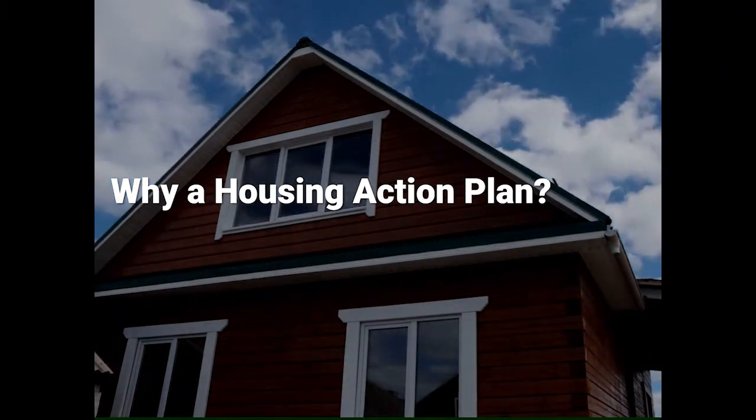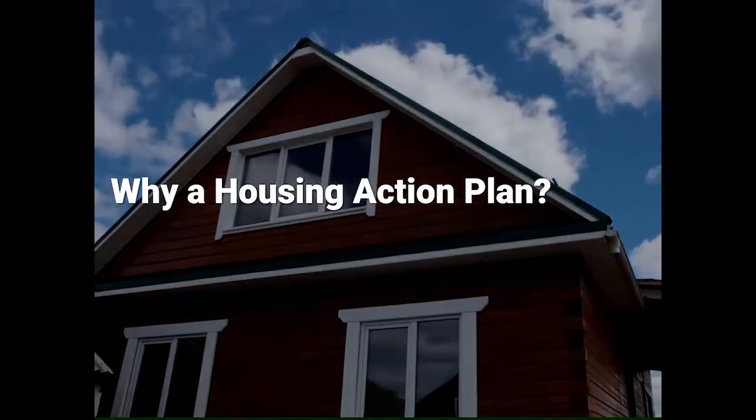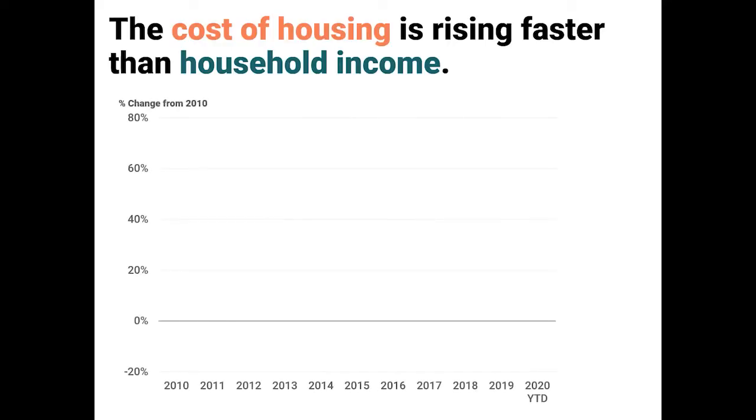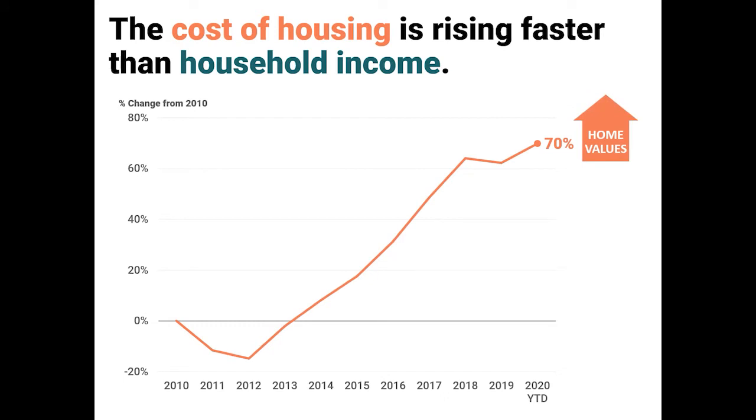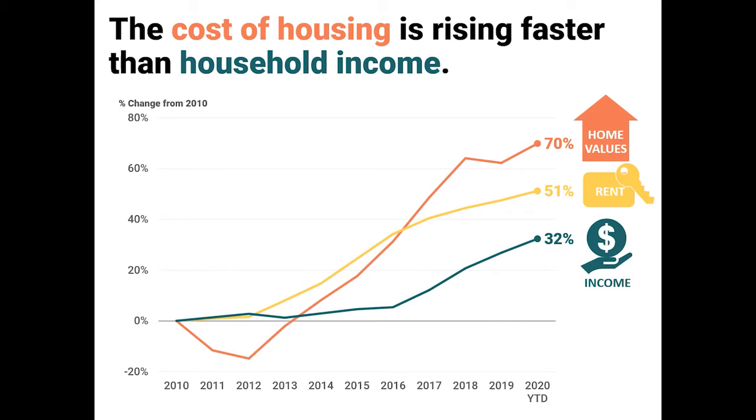Your first question may be, why create a housing action plan? Overall, the cost of housing is rising faster than household income. In Renton, the cost of homes has risen 70% since 2010. Over the same period, rental costs have risen over 50%. And since 2010, housing cost growth has outpaced income growth. This has contributed to an affordable housing crisis for many in Renton. Other communities across Washington state are experiencing similar issues.